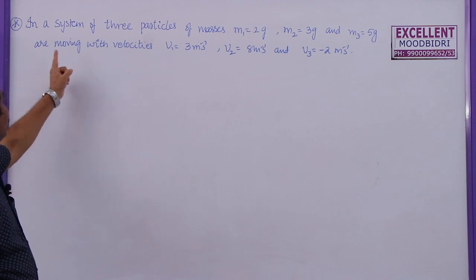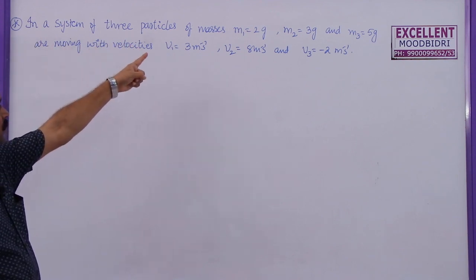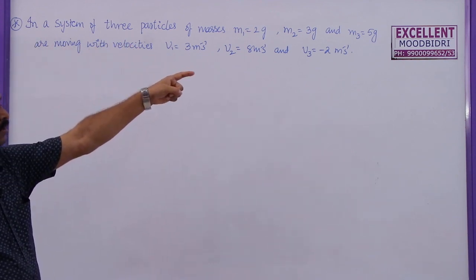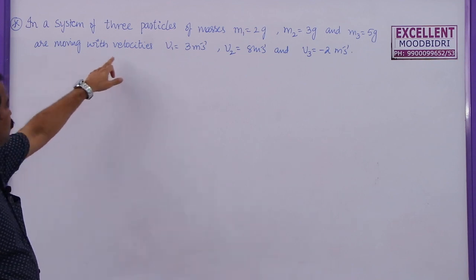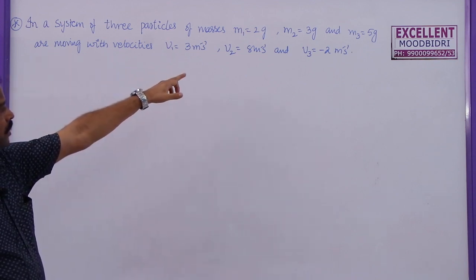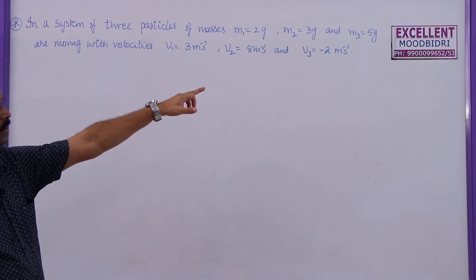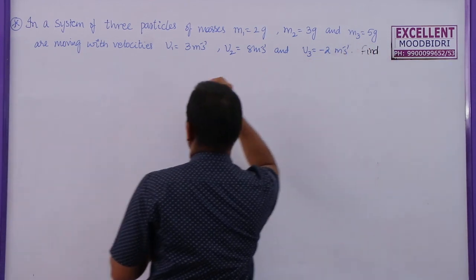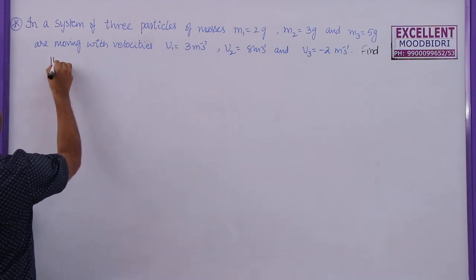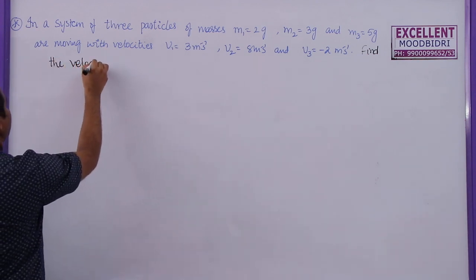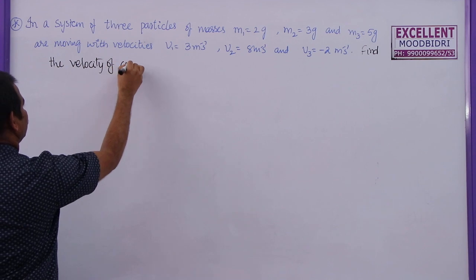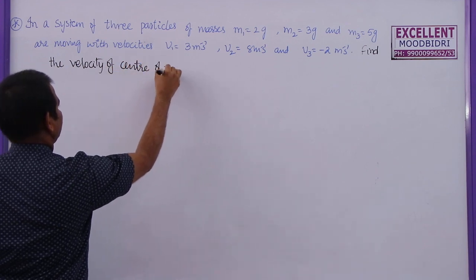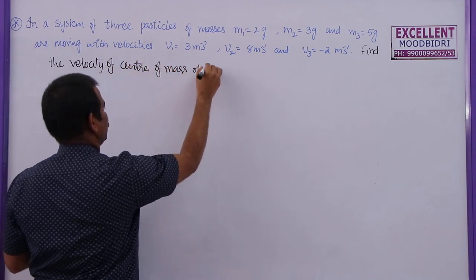There is a problem. In a system of 3 particles of masses 2 grams, 3 grams and 5 grams are moving with velocities 3 meter per second, 8 meter per second and minus 2 meter per second, find the velocity of center of mass of the system.